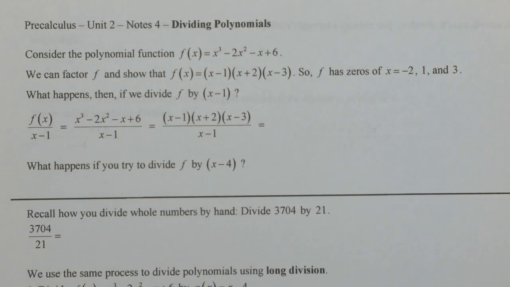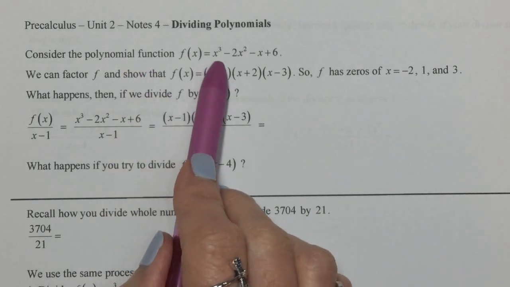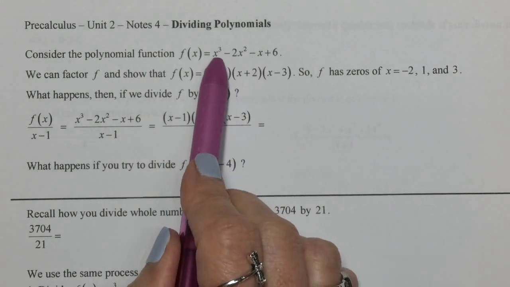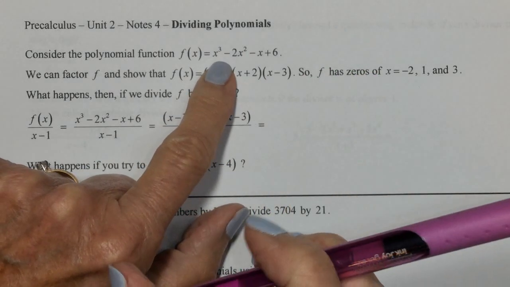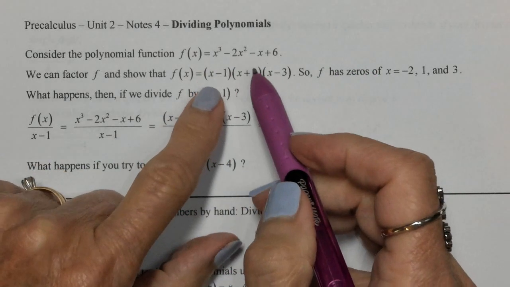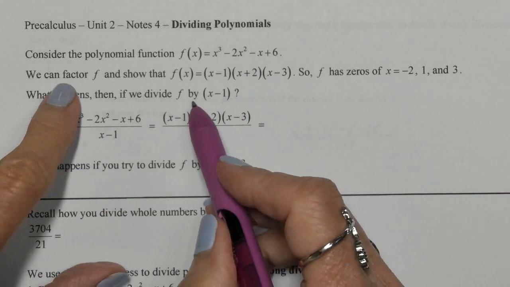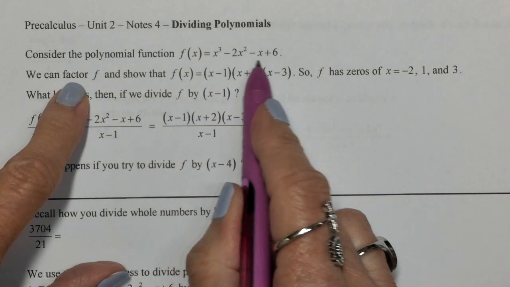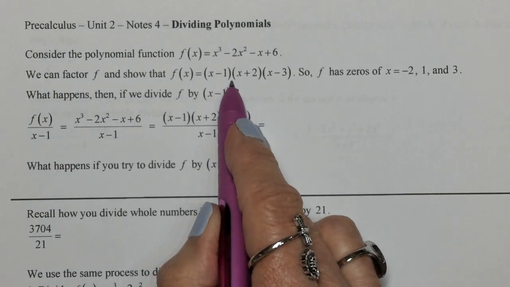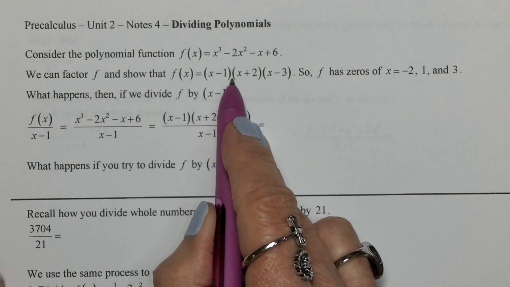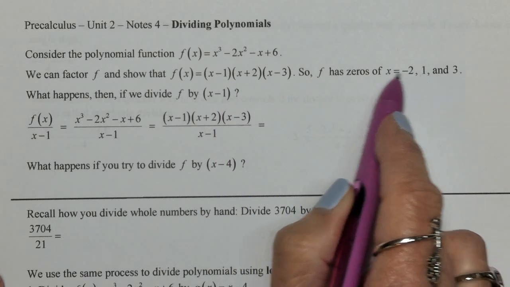Today we are dividing polynomials. Let's begin by considering this polynomial function. And we see that it's a cubic. We could sketch the graph of it if we wanted to, right? So I'm just going to tell you that you can also factor this, and this polynomial factors into this polynomial. All right? So I know that these are the zeros of f.